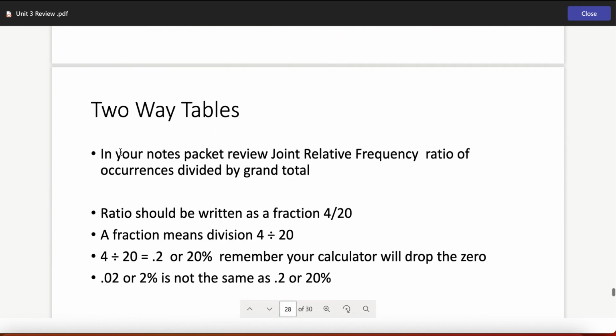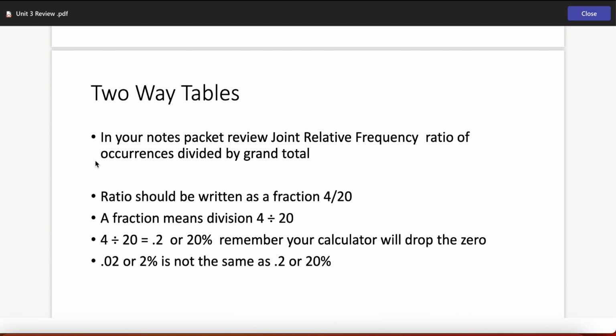Alright, next one will be two-way tables. In your notes packet, review joint relative frequency, the ratio of occurrences divided by grand total. So here it says the ratio should be written as a fraction 4 by 20. A fraction means division. 4 divided by 20. 4 divided by 20 equals 0.2 or 20%. But remember that your calculator will drop the 0. 0.02 or 2% is not the same as 0.2 or 20%. They're not the same, they're different.